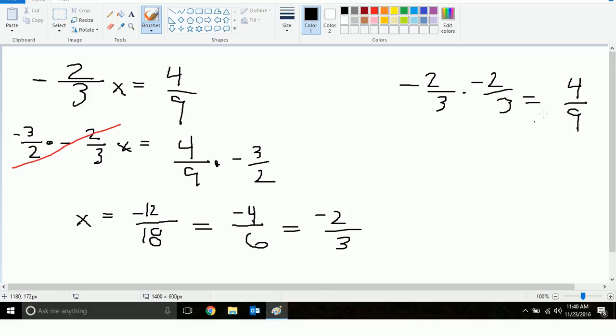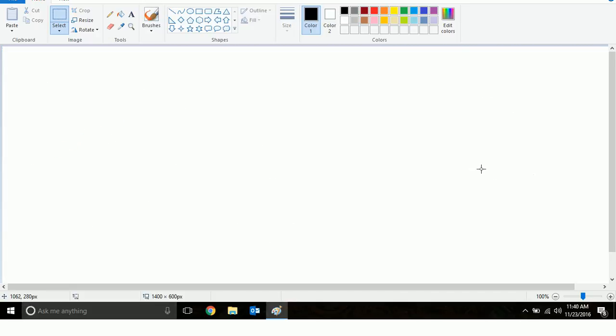Okay, so negative 2 times negative 2 gives us 4. 3 times 3 gives us 9. Yes, that is a true statement. 4 over 9 equals 4 over 9. So we know we have the right answer. We just had to take a bumpy road to get there. Okay, we're ready to move on to something a little more complicated, but in the same style.